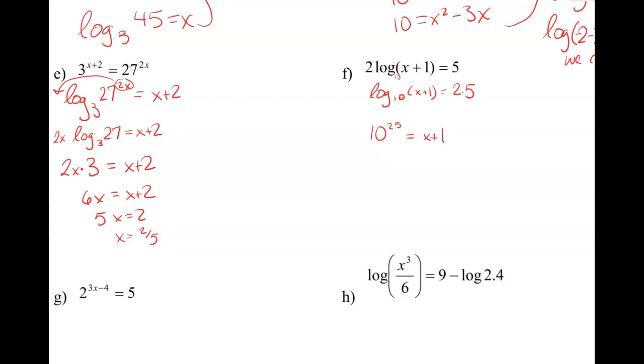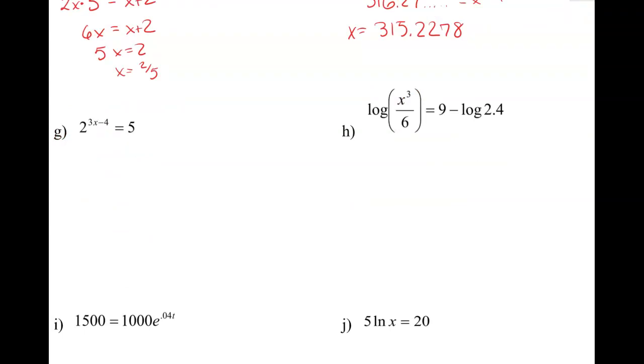Alright, and then I can say, okay, I can type that into a calculator. That's like 316.27 blah blah blah equals x plus 1. So then I'm going to subtract 1 from both sides, so I should end up with 315.2278. Alright, so x should be equal to approximately 315.2278.